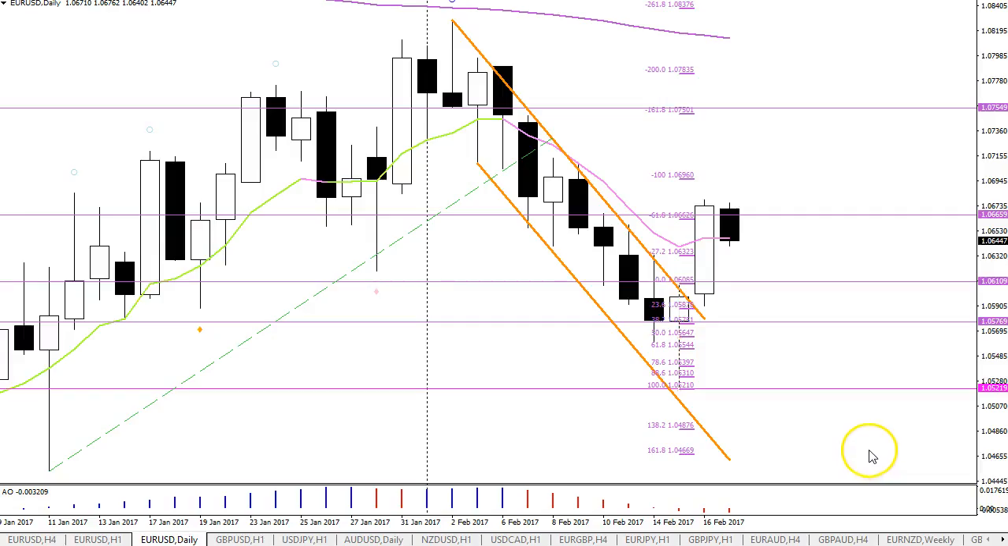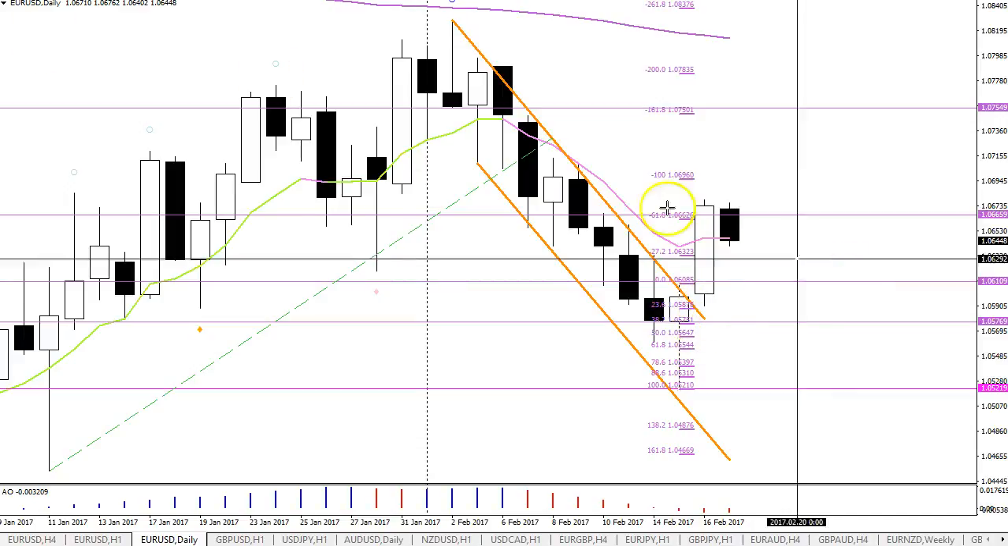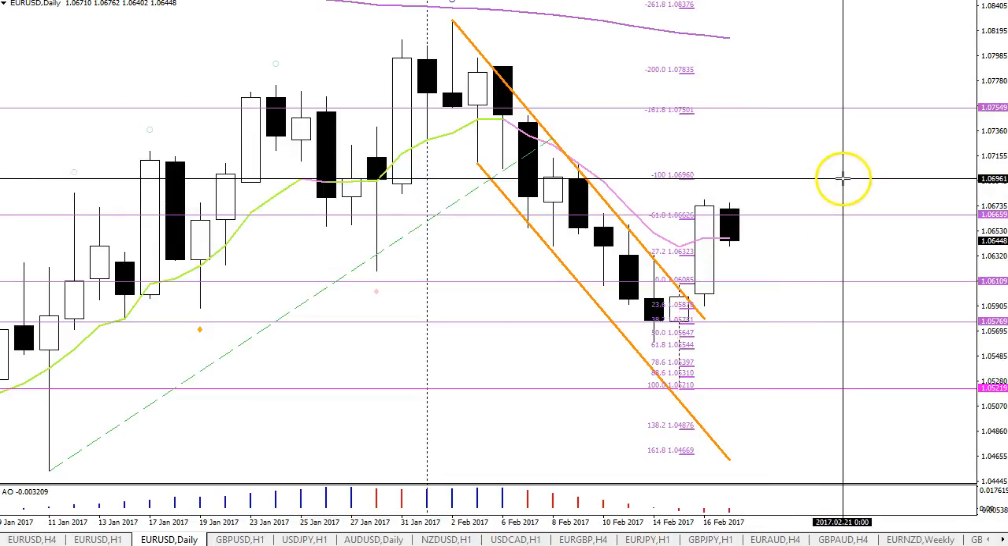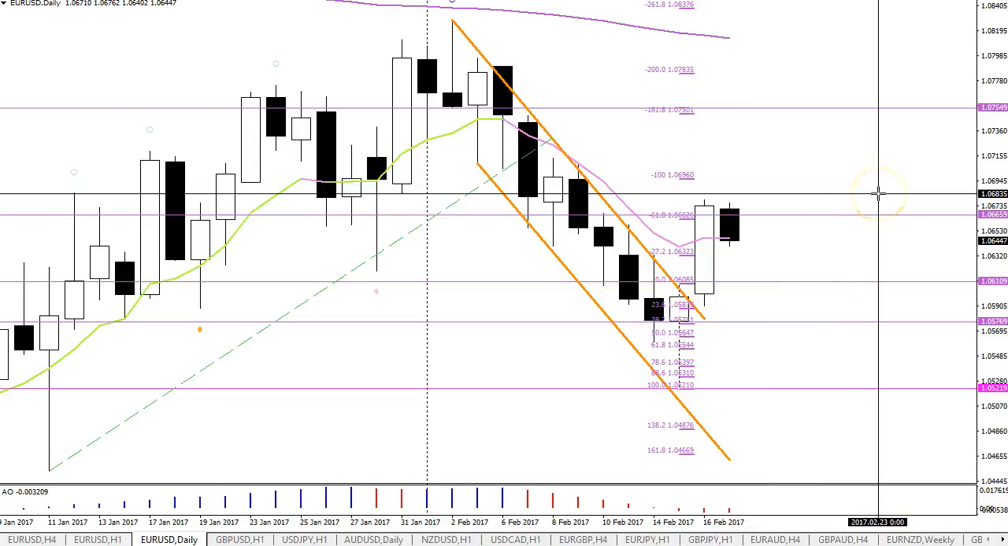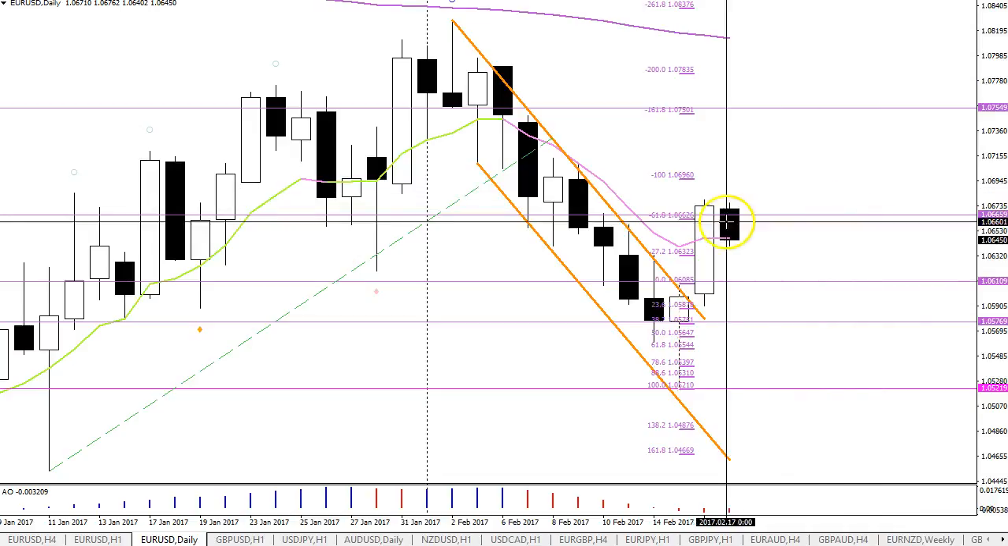Let's start with the daily chart. First of all, I want to show you this big daily candle on the euro dollar. Huge bullish candle, in fact, with the close near the high. That's indicating bullish strength, that the bulls were in control throughout the day and that they held control till the end of the day. The close was just a couple of pips away here.